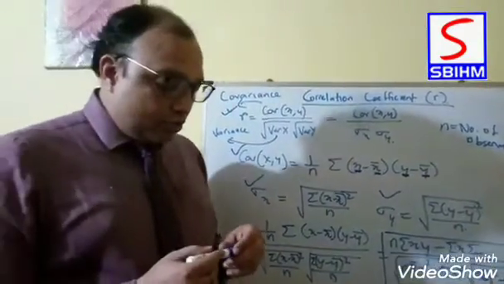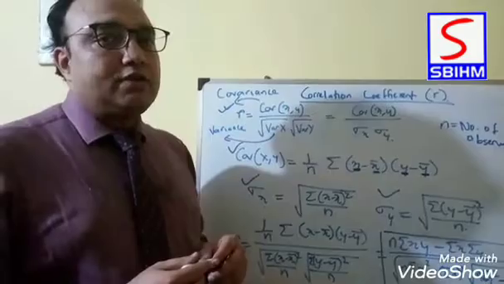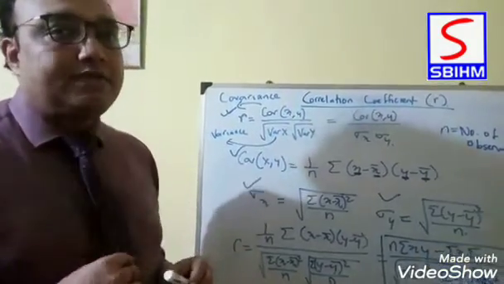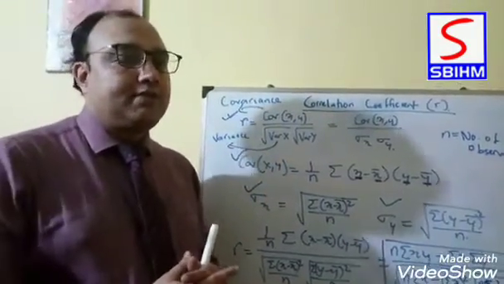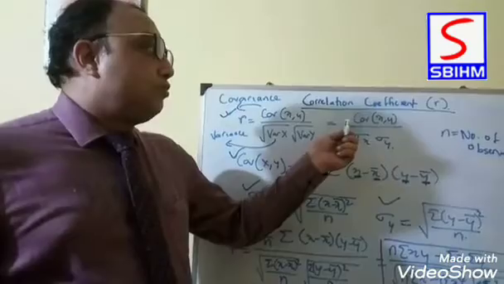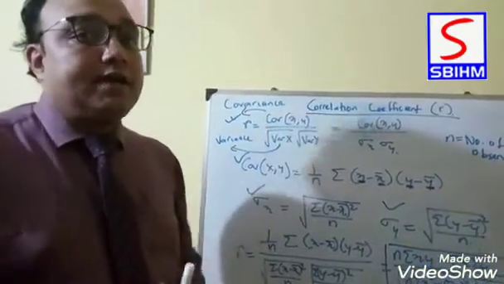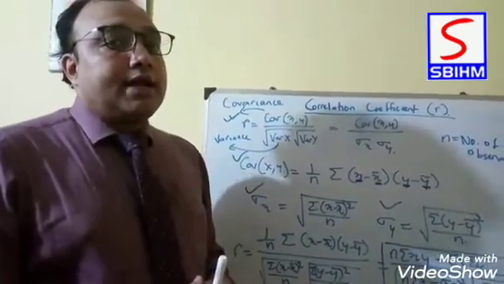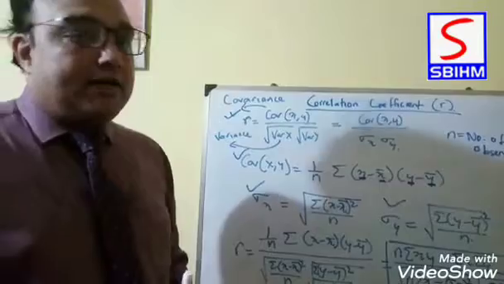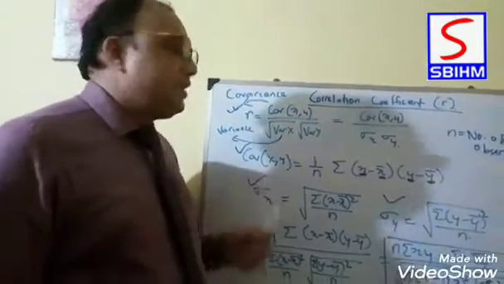So root of variance of x and root of variance of y is defined as standard deviation of x and standard deviation of y respectively. So the formula becomes covariance of xy divided by standard deviation of x into standard deviation of y. So how is covariance defined?